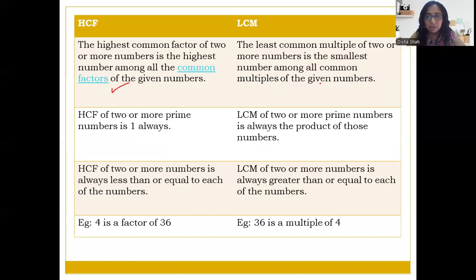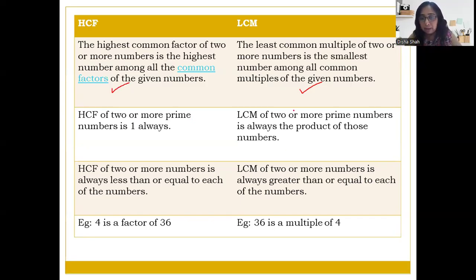Here I have written the definition of HCF and LCM. HCF of two or more prime numbers is always 1. Prime numbers कौन से number होते हैं? So prime numbers are those numbers who do not have any factor except 1 and except itself. So basically prime number के कोई factors नहीं होते. एक तो वो खुद होता है, एक 1 होता है, उसके अलावा they don't have any other factors. तो जब factors ही नहीं है तो common factor कहाँ से आएगा? And hence prime number का HCF is always 1.